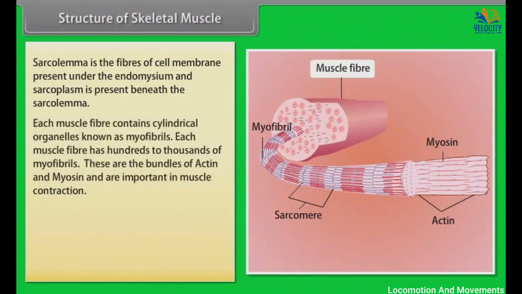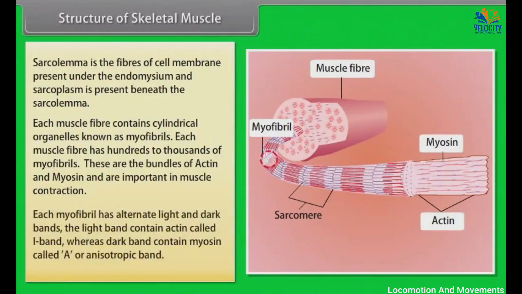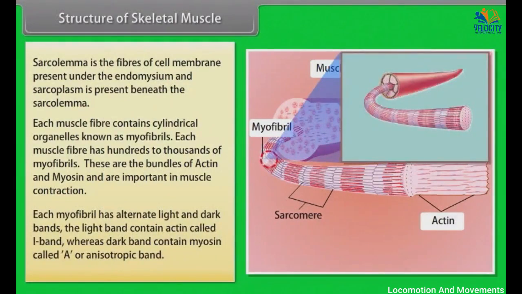Each muscle fiber contains cylindrical organelles known as myofibrils. Each muscle fiber has hundreds to thousands of myofibrils. These are bundles of actin and myosin and are important in muscle contraction. Each myofibril has alternate light and dark bands. The light bands contain actin, called I band, whereas the dark band contains myosin, called A or anisotropic band.